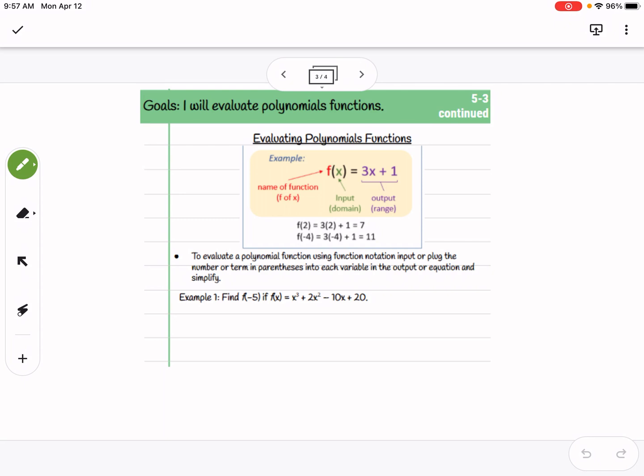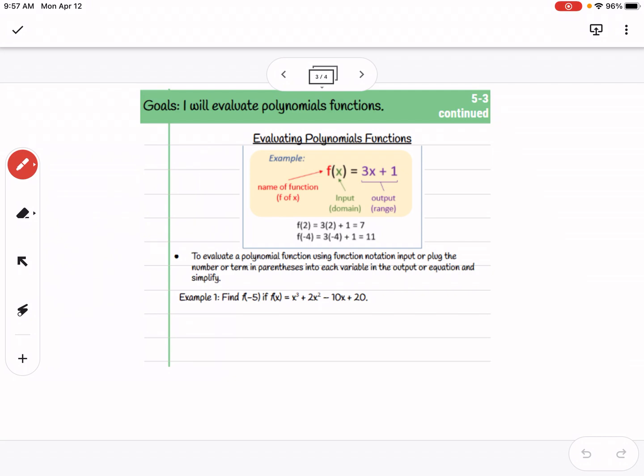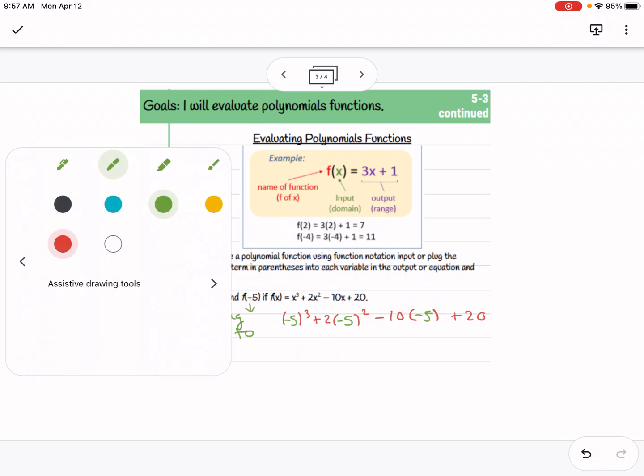So here we're going to find f of -5. So everywhere I see an x, I'm going to plug in a -5. I like to rewrite my problem just with parentheses where the x's are. So here it would be parentheses cubed plus 2 parentheses squared minus 10 parentheses plus 20. And now in every single parentheses, I'm going to plug in my -5. And now I can start to simplify that problem.